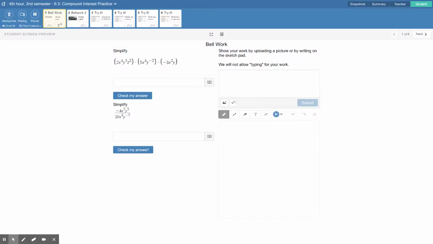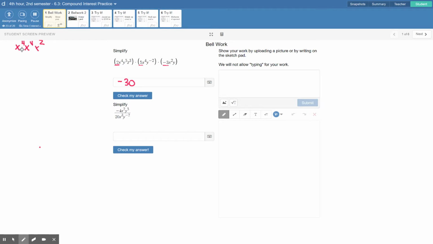In this video, I'm going to go over 6.3 compound interest practice. So Bellwork are exponent properties. When you multiply the different bases, 5 times negative 3 is negative 15 times 2 is negative 30. And then you need to apply the exponent rule. When you multiply the same bases, you're going to be adding the exponents.